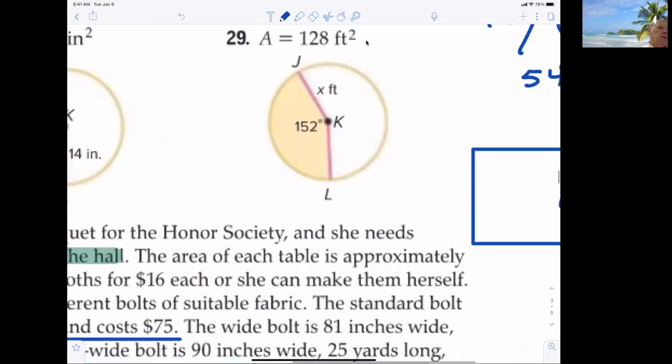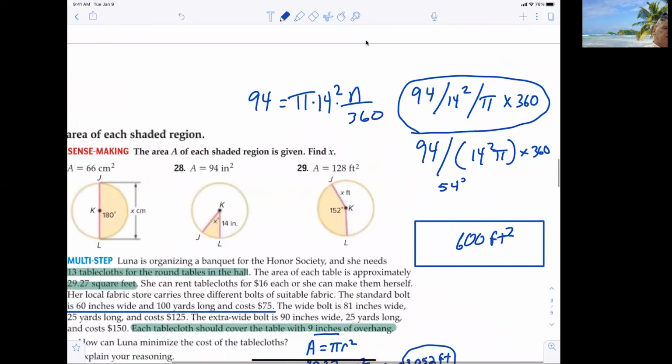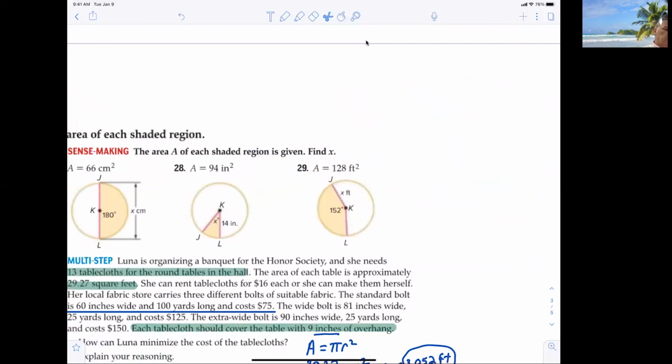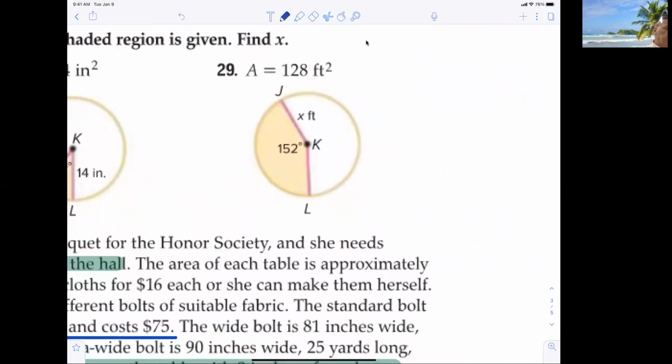This one, 29. All right, so now it's the same kind of process. Again, I really think it's just a calculator. All right, so here we go. 128 equals pi x squared times 152 divided by 360.